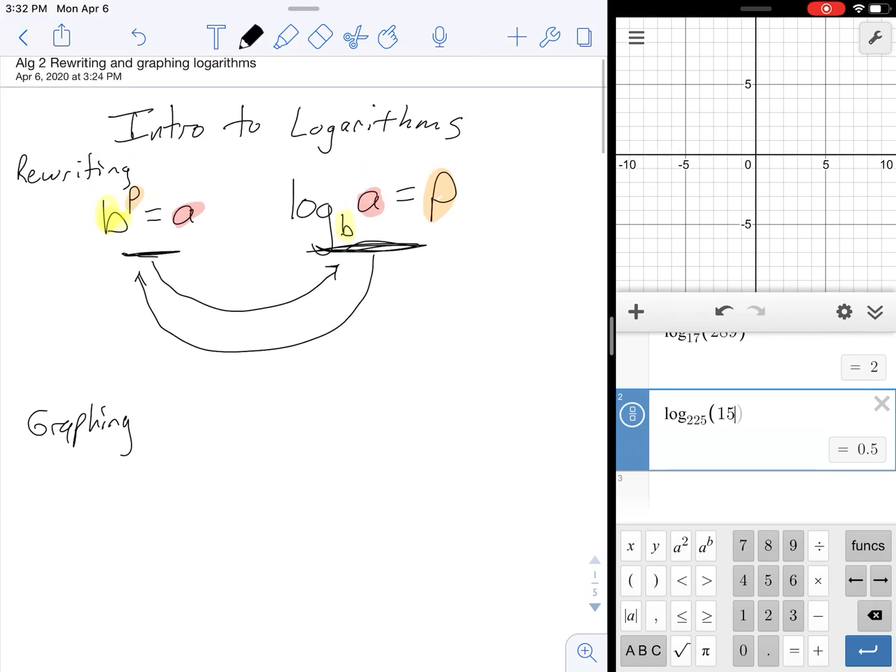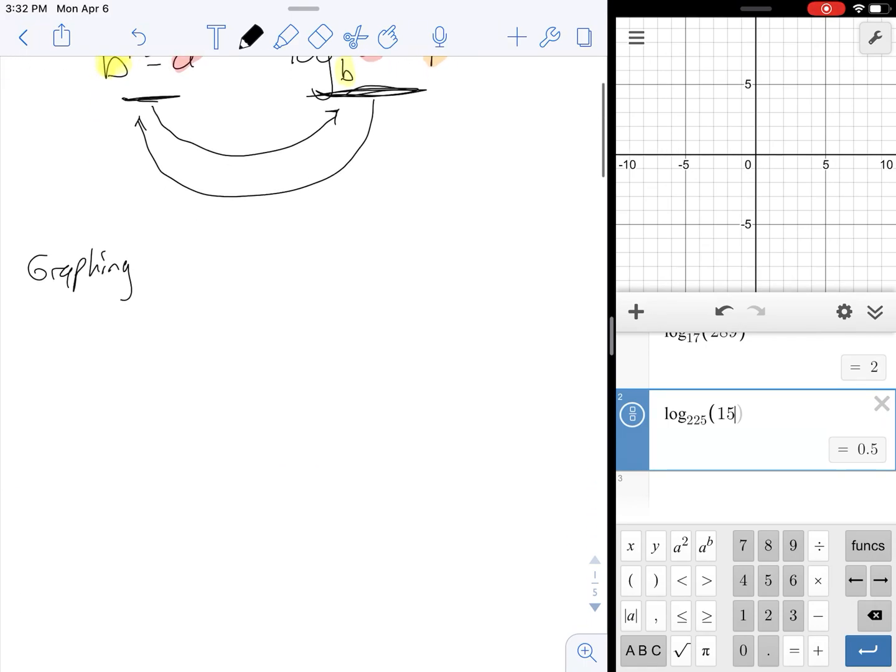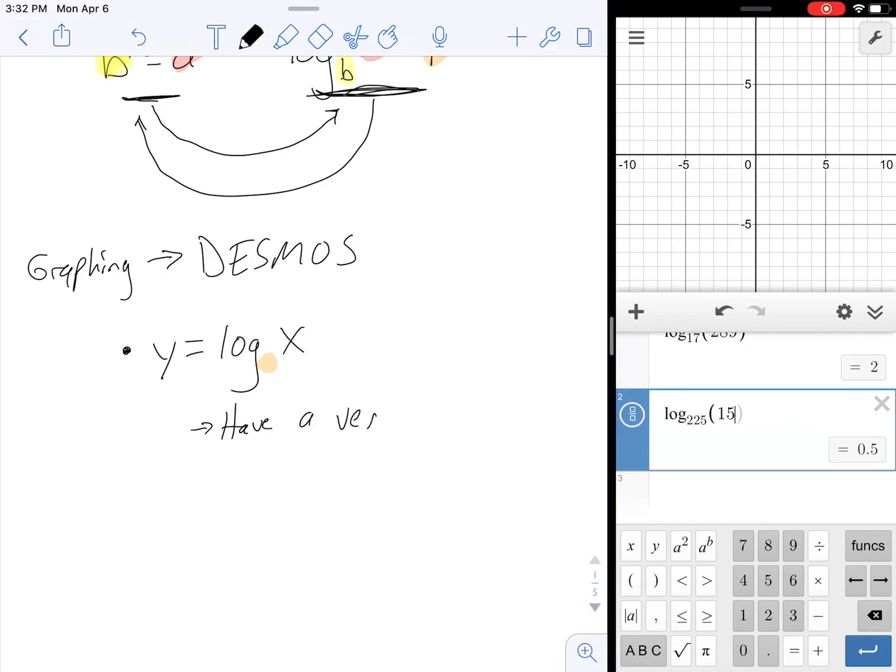All right, so I said we're doing two things. We're rewriting, so that's what we just practiced, and then graphing. Graphing, I'm not going to get super into things. We are going to rely on Desmos, and I'm going to ask you to do the best, most accurate graph you can. One highlight of graphing logarithms, y equals log x. And again, a logarithm is going to have a base here, so it could be any sort of a base. But these graphs do have a vertical asymptote.